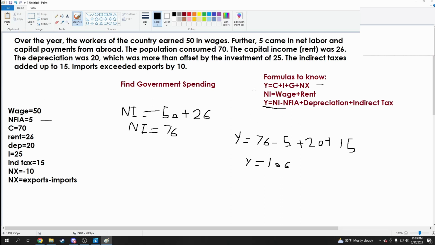And now we have everything we need in order to find G. And this formula right here. So we just need to plug it in, and it's fairly simple. You could isolate G to begin with, but it's not really necessary unless it helps you. So Y equals 106 equals 70, which is consumption, plus I, which is 25. We haven't found the G yet, so we'll just leave the G alone. Plus NX, which we set as -10.